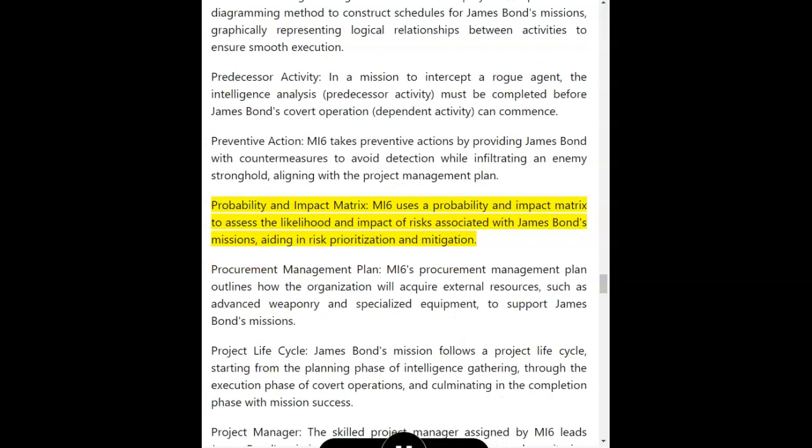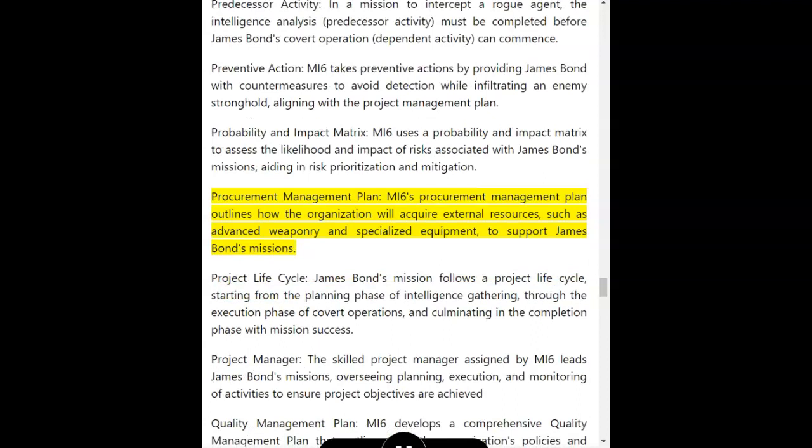Probability and impact matrix. MI6 uses a probability and impact matrix to assess the likelihood and impact of risks associated with James Bond's missions, aiding in risk prioritization and mitigation. Procurement management plan. MI6's procurement management plan outlines how the organization will acquire external resources, such as advanced weaponry and specialized equipment, to support James Bond's missions.